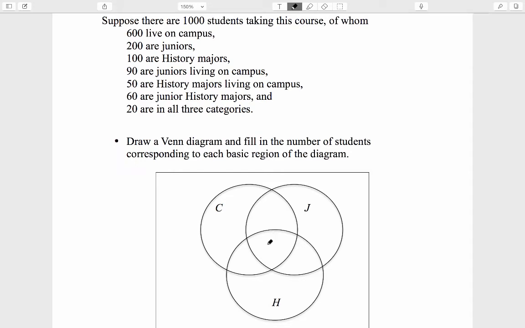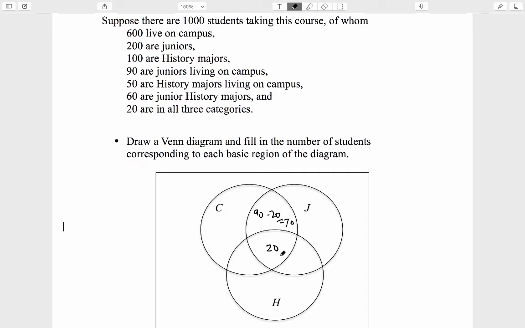So who is in all 3 of these categories? That's 20 students. They live right in the middle here. We work our way outward and look at the juniors who live on campus, of whom there are 90 in total, 20 of whom have already been accounted for. That leaves 90 minus 20, that is 70, who are in this basic region. Juniors who live on campus but are not majoring in history.